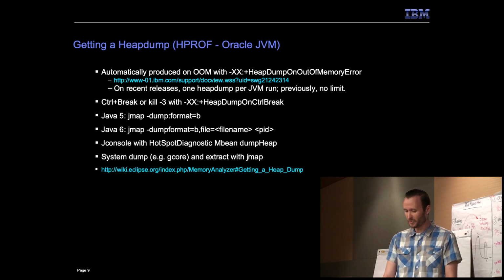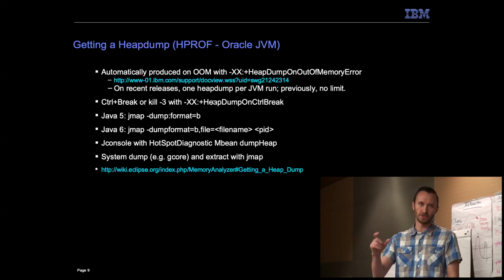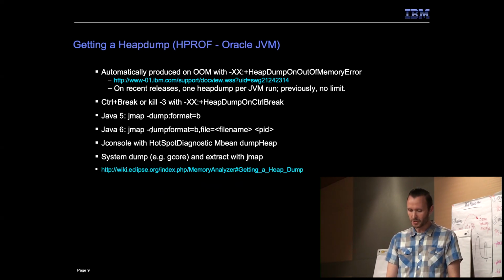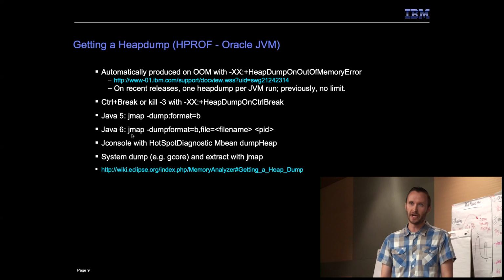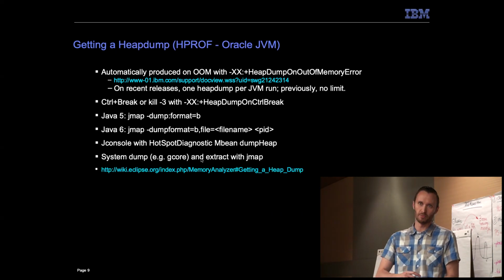And ultimately, you want uptime as well. Another option is that if you want to manually produce heap dumps, there's heap dump on control break. If you send a kill -3 signal, or on Windows control break, that'll produce a heap dump. You can also use the jmap command to dynamically attach to the process and dump a heap. There's a HotSpot diagnostic MBean, which you can execute to dump the heap. And also, if you ever get a core dump, you can extract an hprof heap dump from the core dump using jmap.